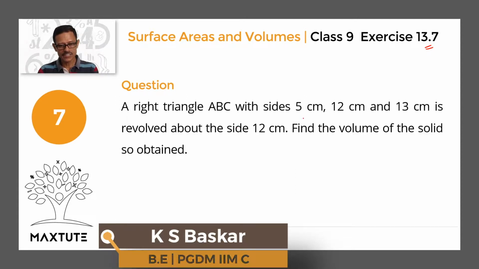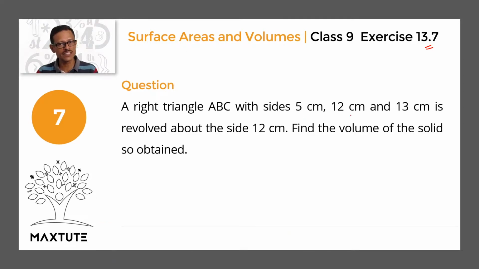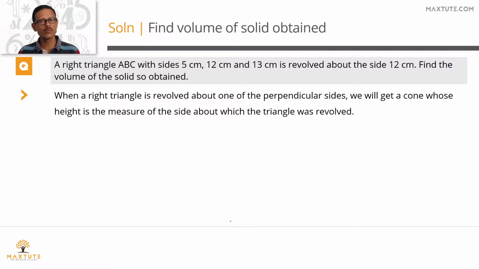A right triangle ABC with sides 5, 12 and 13 centimeters is revolved about the side 12 centimeters. Find the volume of the solid so obtained. We take a right triangle and revolve it about one of the perpendicular sides. The solid that we'll be getting is a right circular cone whose height is the same as the measure of the side about which we are revolving the right triangle. In this case, we are revolving it about the side that's measuring 12 centimeters. So the height of the cone that we'll get is equal to 12 centimeters.